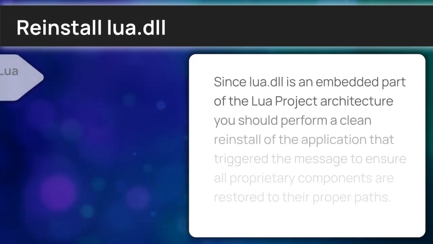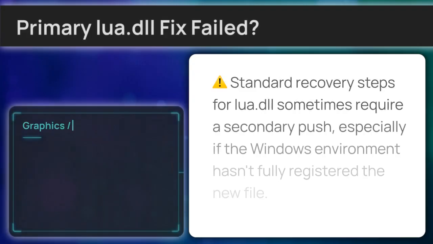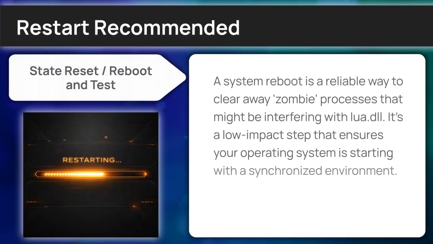Since Lua Scripting Engine DLL is an embedded part of the Lua Project architecture, you should perform a clean reinstall of the application that triggered the message to ensure all proprietary components are restored to their proper paths. If a standard reinstallation doesn't restore the library, we need to verify if the system environment is properly recognizing the new components. A full system restart ensures that no background processes are currently locking the Lua Scripting Engine file. A fresh boot allows Windows to reinitialize its library map from a clean state.